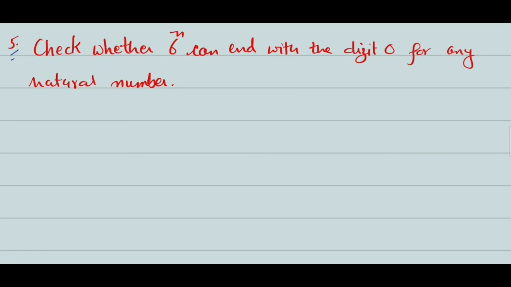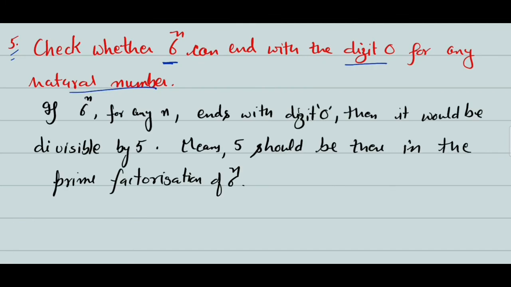Here, the fifth question we have is: check whether 6 raised to power n can end with digit 0 for any natural number n. For these types of questions, you have to remember that if 6 raised to power n ends with digit 0, then it would be divisible by 5. It means there should be 5 in the prime factorization of 6 raised to power n. So let's see the prime factorization of this.